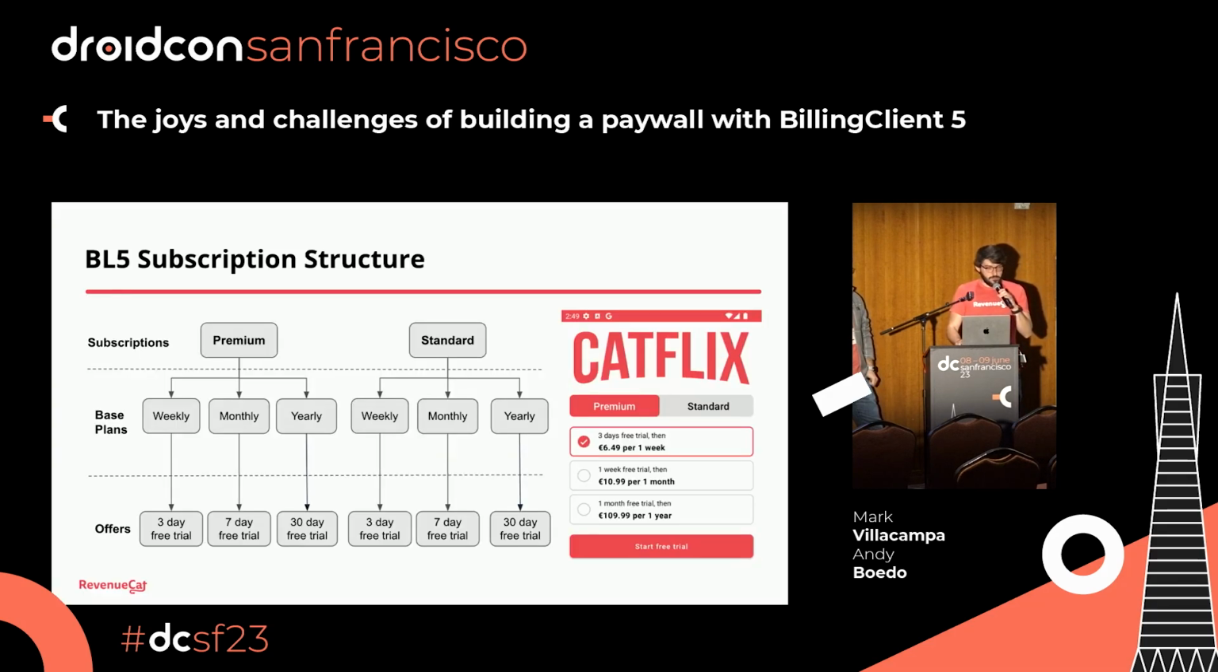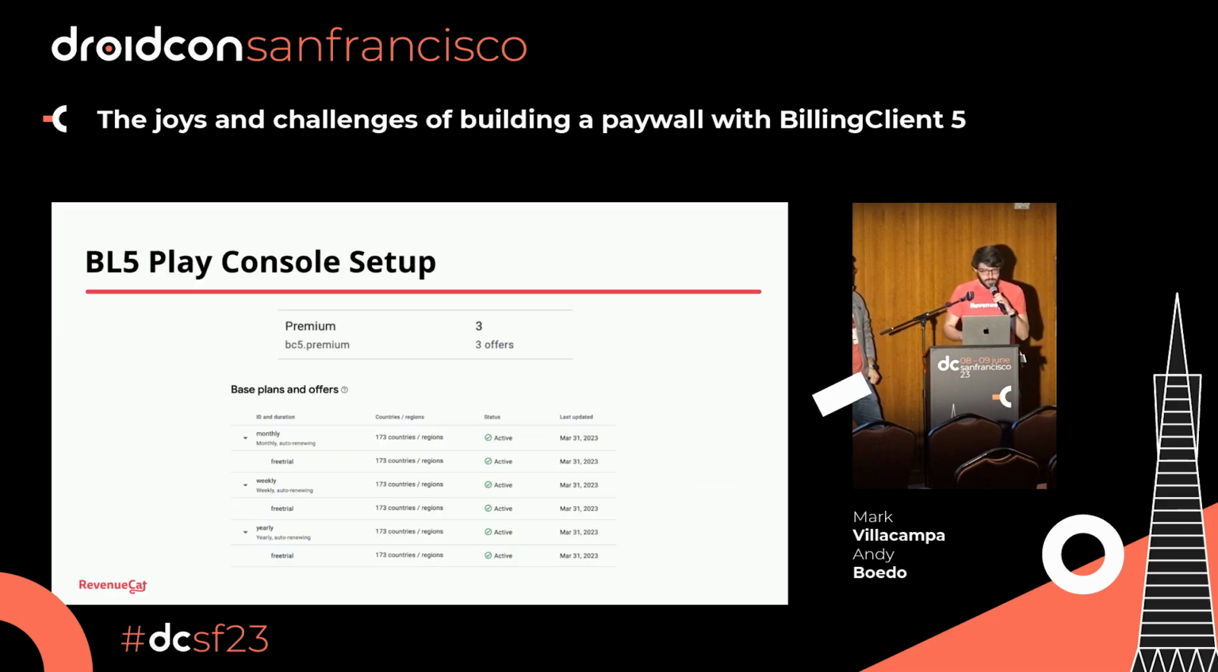So when I updated for Billing Library 5, as Andy said, the structure is more hierarchical. I would only need to configure 2 products on Play console, which correspond to my subscription tiers, premium and standard. Each one would have 3 different base plans for the different subscription periods, and in turn, each one of those would have an offer configured inside it. This is how it would look.